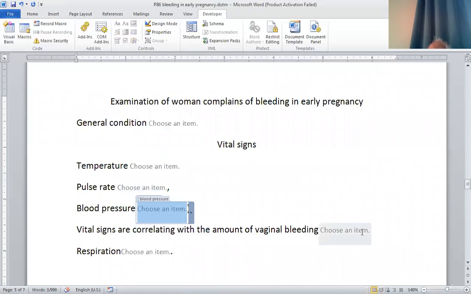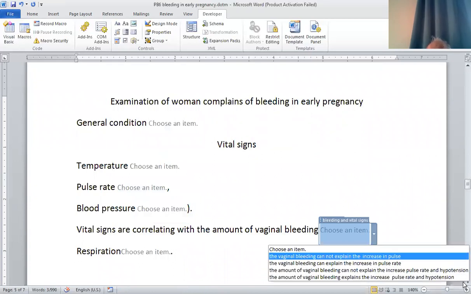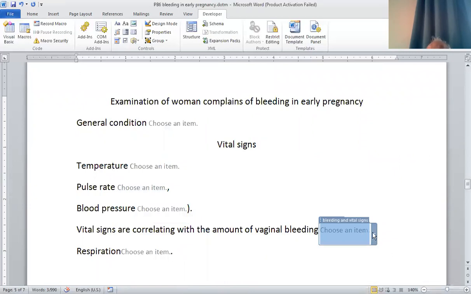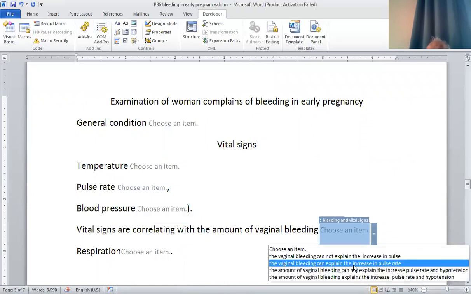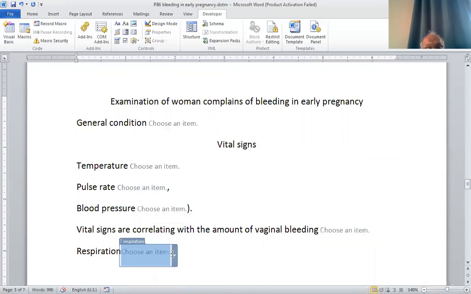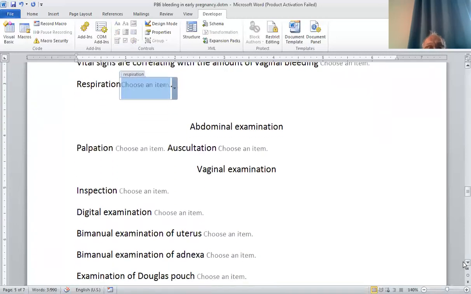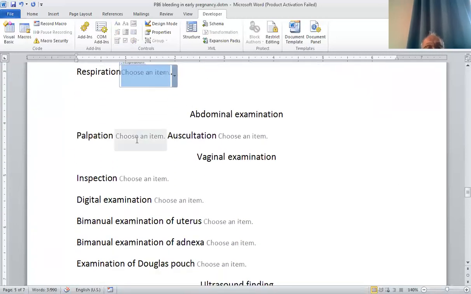And then we are going to correlate the vital signs with the amount of the bleeding or not. This is very important because in internal hemorrhage there is minimal visible bleeding, but there is an increase in the pulse and a fall in the blood pressure. And then we are going to note the respiration, and any problem.